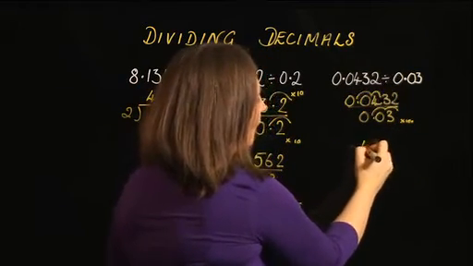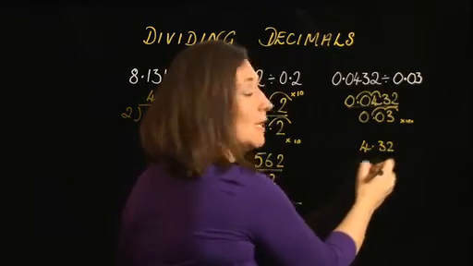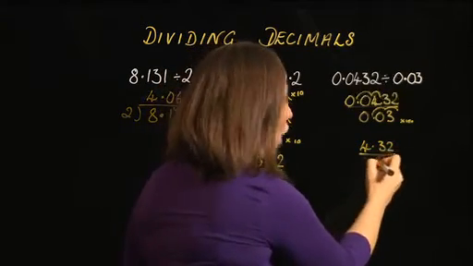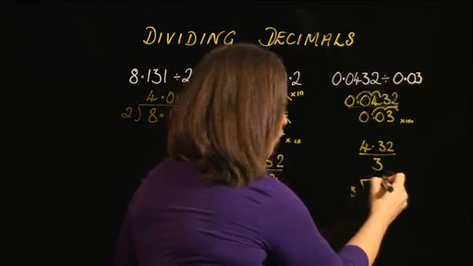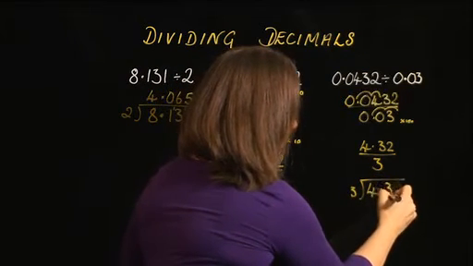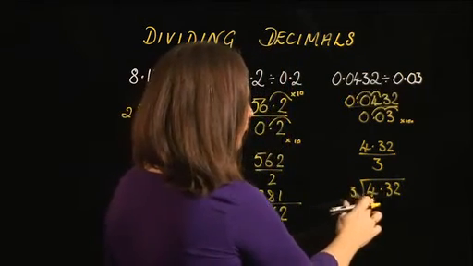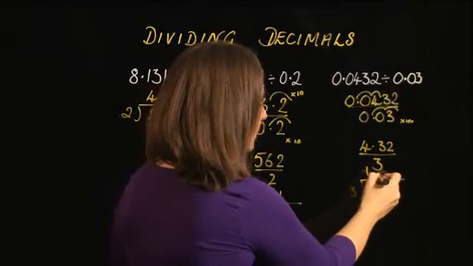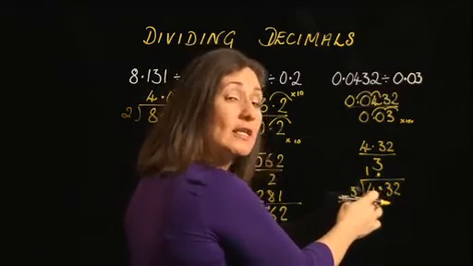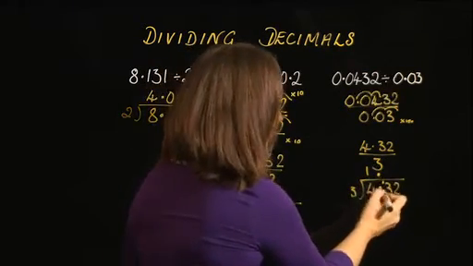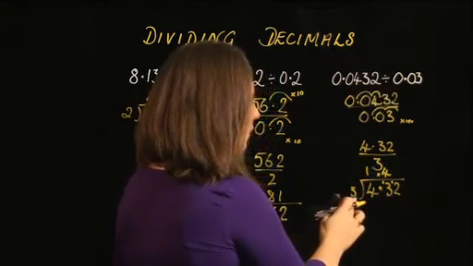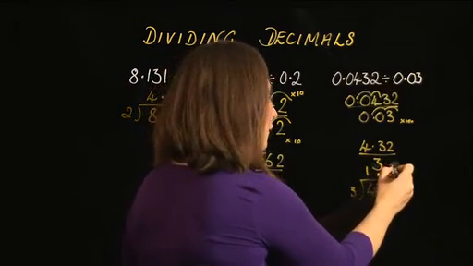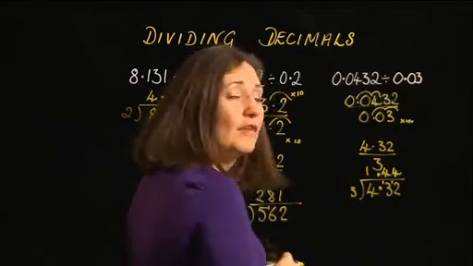So now I get 4.32 divided by a whole 3. So now I can do the actual division. And 3's into 4 go 1. Decimal point, because that's just like example 1, remainder 1. 3's into 13 go 4, remainder 1. And 3's into 12 go 4. And that is your final answer.